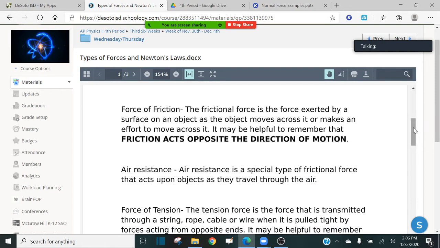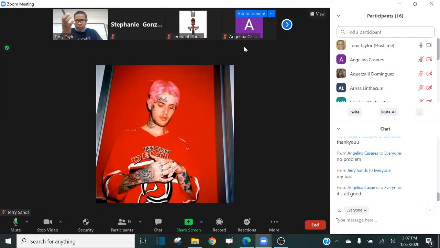Any questions on the normal force before we move on? Okay. Now, let's talk about the force of friction, or the frictional force. The frictional force is the force exerted by a surface on an object as the object moves across it or makes an effort to move across it. So anytime, guys, you have two surfaces sliding across each other, you're going to have a force of friction between those surfaces. And it's important to know that friction always acts opposite the direction of motion.